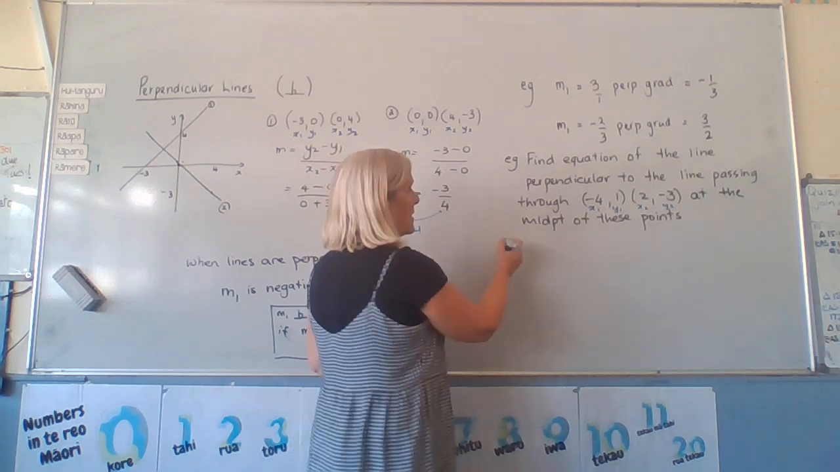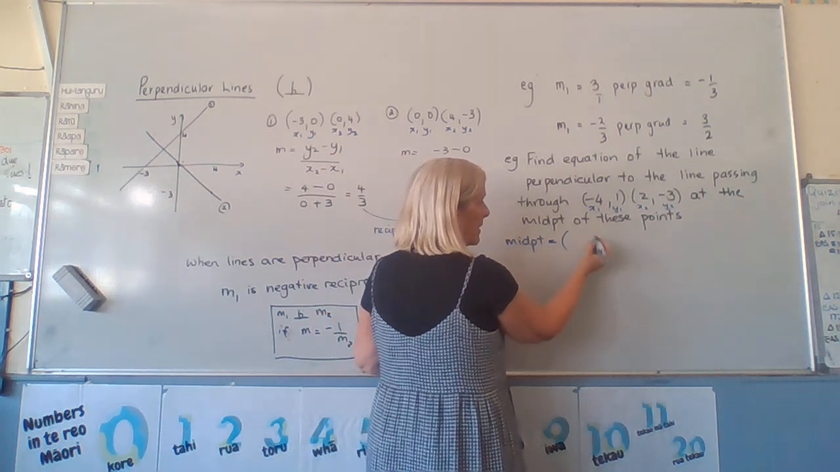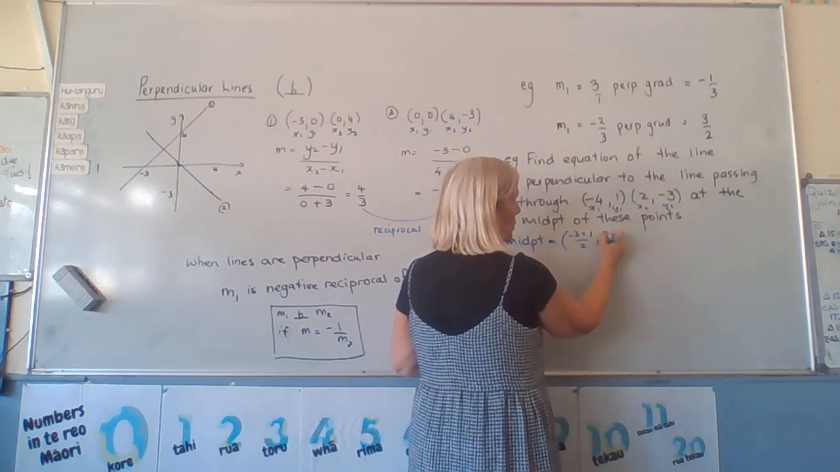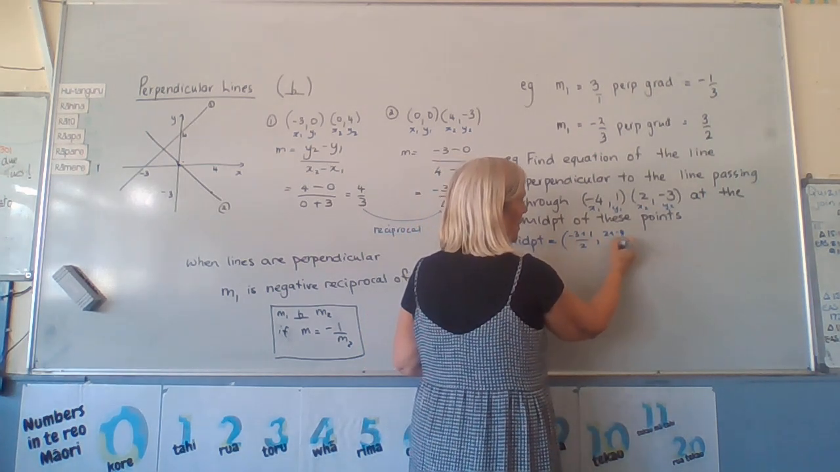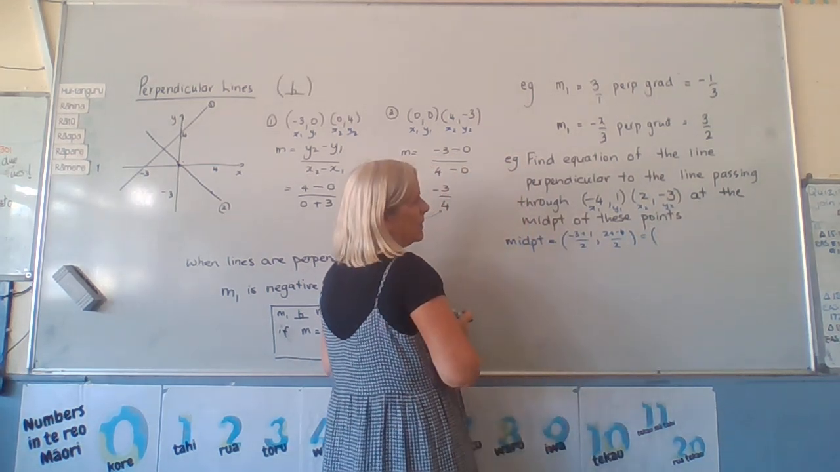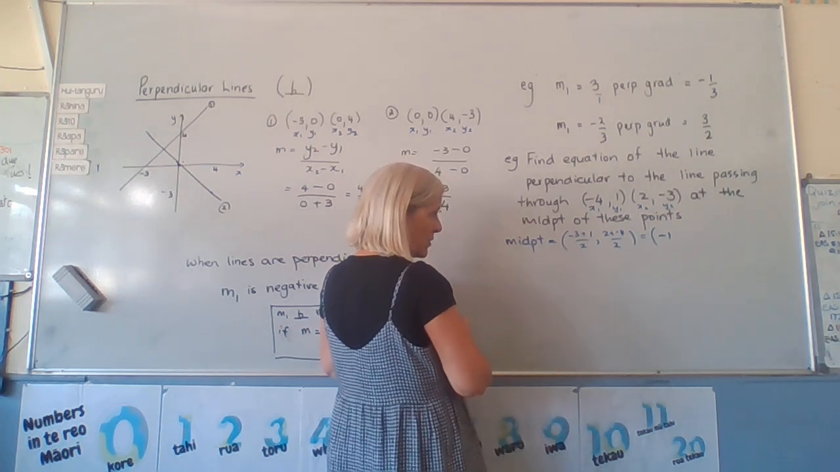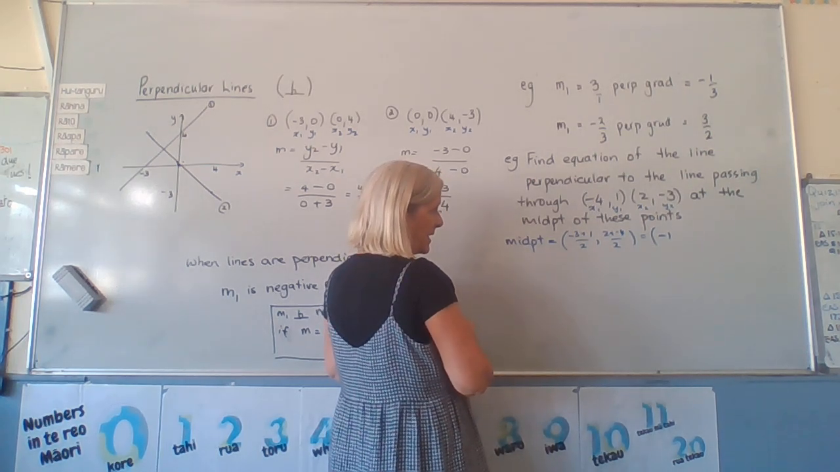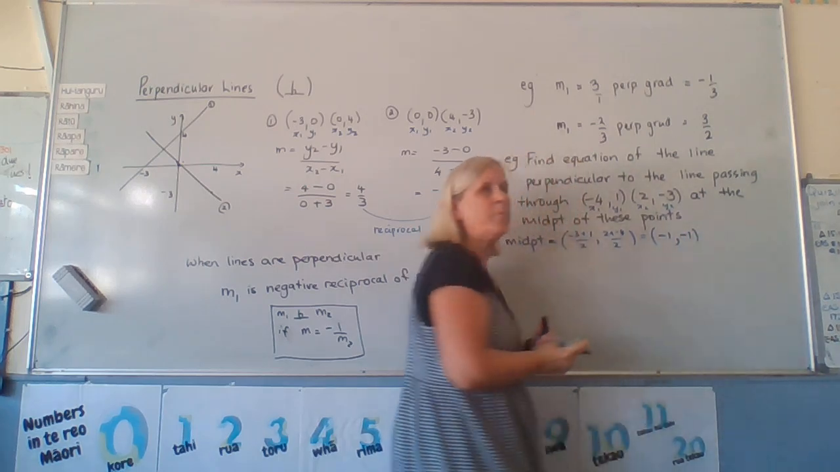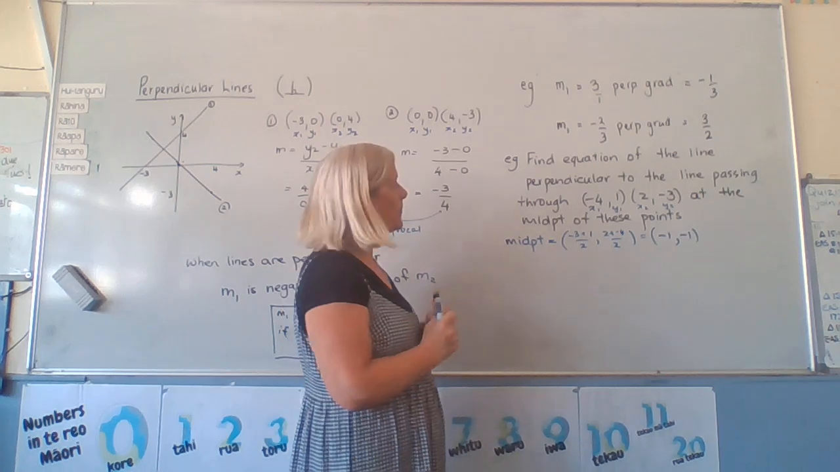All right? So the midpoint equals -3 plus 1 over 2, 2 plus -4 over 2 equals -1. 2 plus negative is -2, -1. That's good. Right, that's the midpoint. Tick. All right, that's our achieved tick.